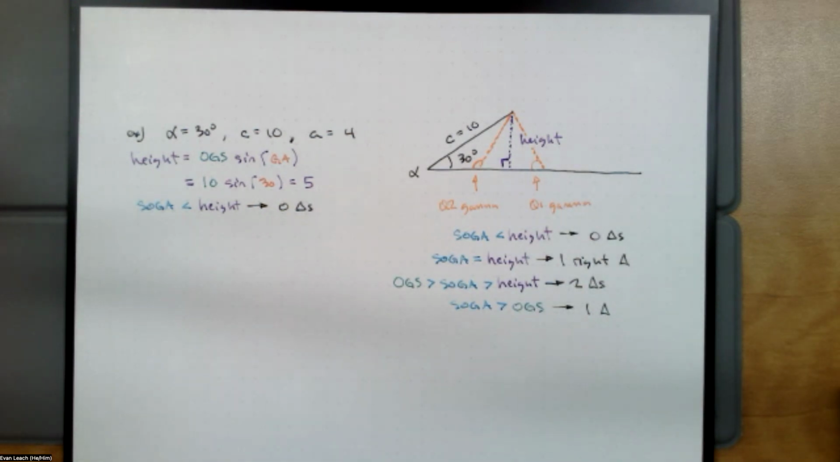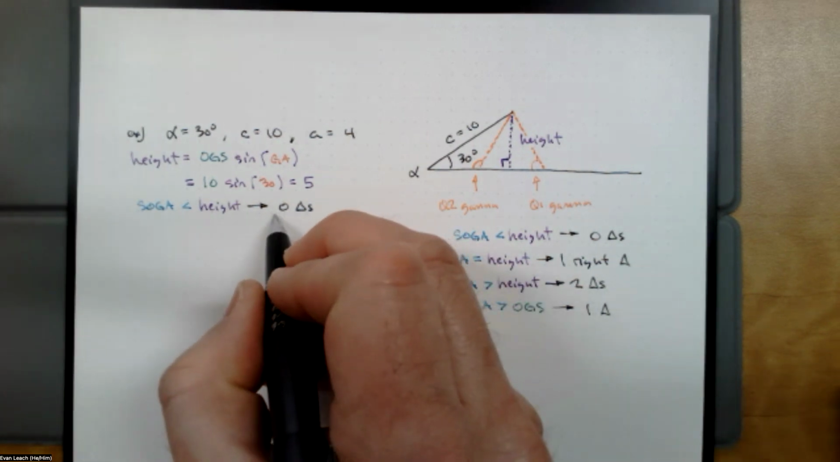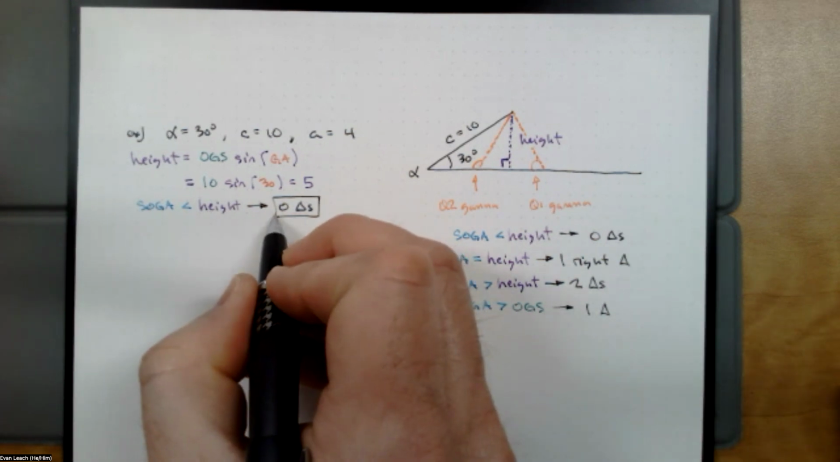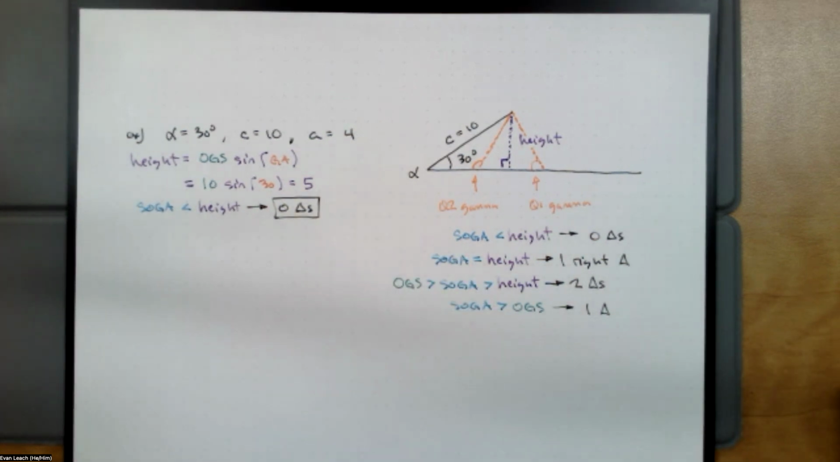At this point, if we had checked the heights and compared the side opposite the given angle to the height, we find there are no triangles. We are done. We just say 0 triangles and move on to the next problem. But it's possible that we forgot to do this. What happens if we forget to do this?